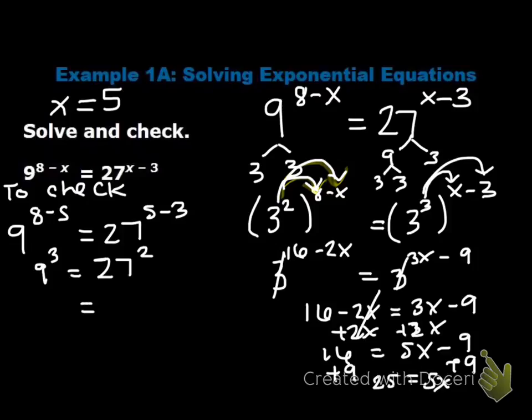So what is 9 cubed? 729. So if the answer is actually 5, when you plug in 27 squared, it has to be 729. And it is. So then we could put a check mark. So if you get a number equals itself, like in this case 729, or 5 equals 5, or 100 equals 100, that means your answer is correct. If you get something like negative 2 equals 25, that means your answer is not correct, and you should go back and fix it.